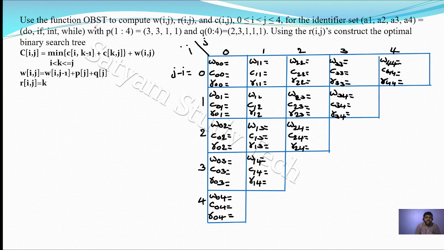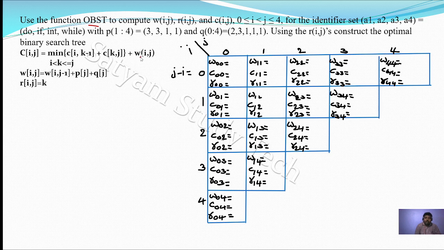Today's topic is the optimal binary search tree. To construct the optimal binary search tree, we use the dynamic programming approach. Why are we using the dynamic programming approach? Because it is an optimization problem. You have to find the optimal binary search tree. So here we take a sequence of decisions, so you can use the dynamic programming approach.